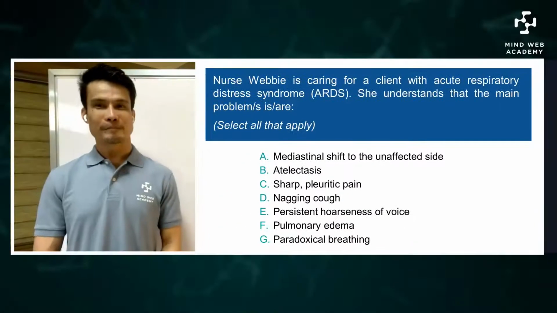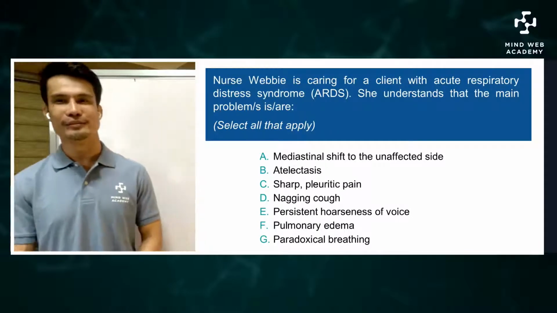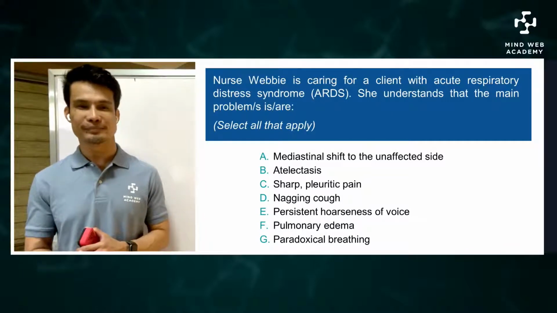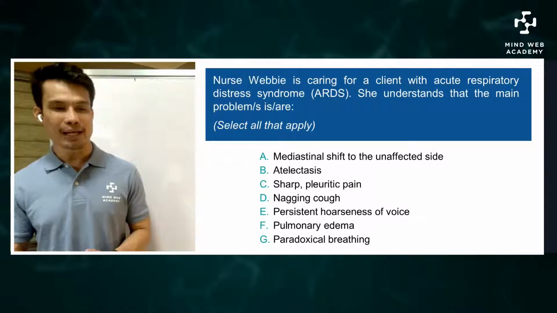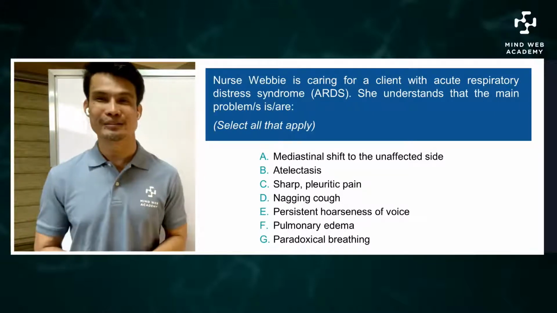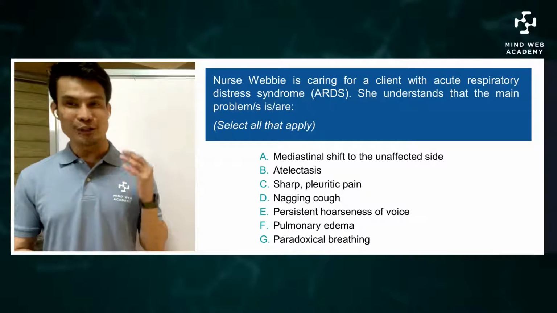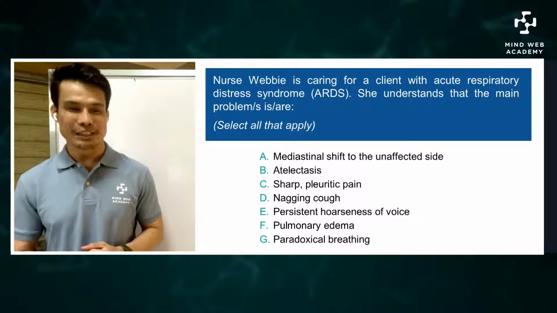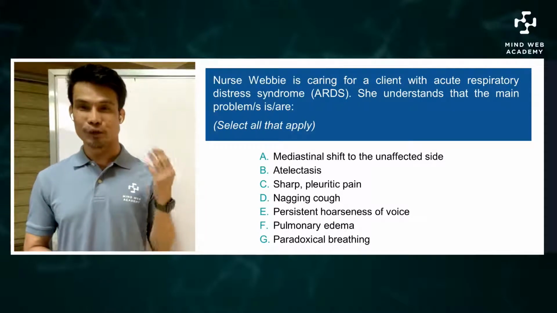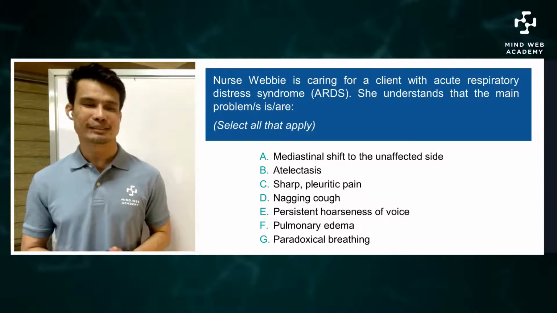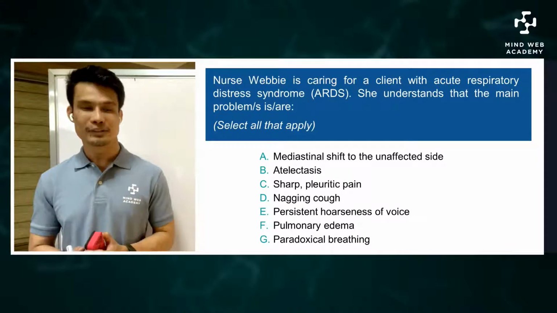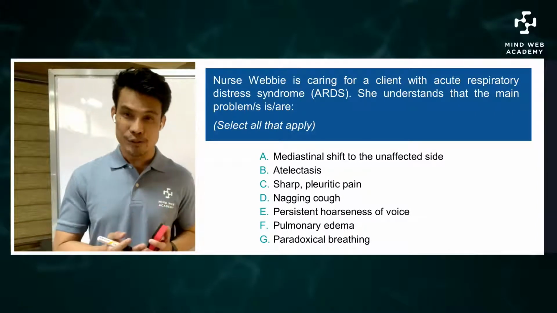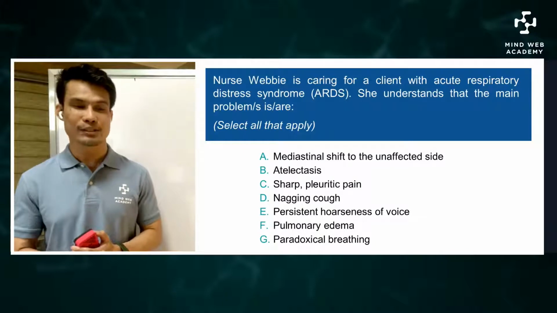Okay, what should be your best answer? Should I include mediastinal shift? Should I include atelectasis? Go back to your nursing review before. What about sharp pleuritic pain? Should I include that in ARDS? What about nagging cough? Then you also have persistent hoarseness of your voice. Should I include that in your ARDS?